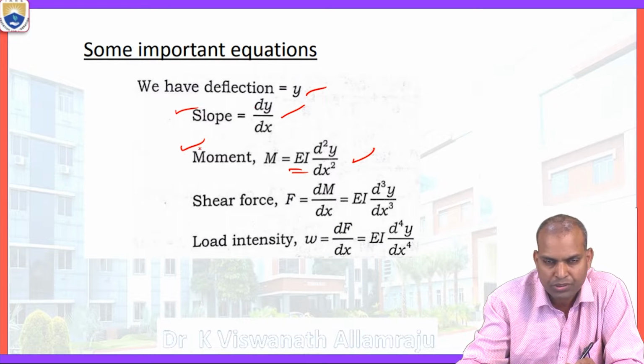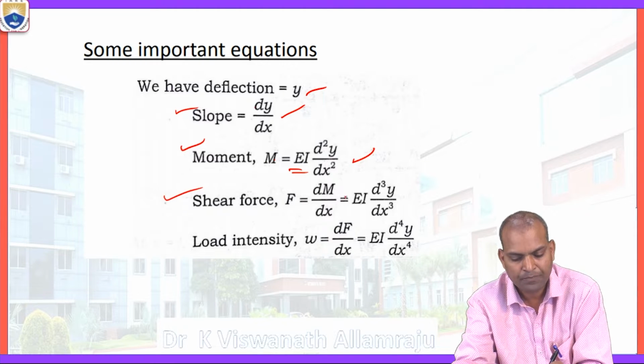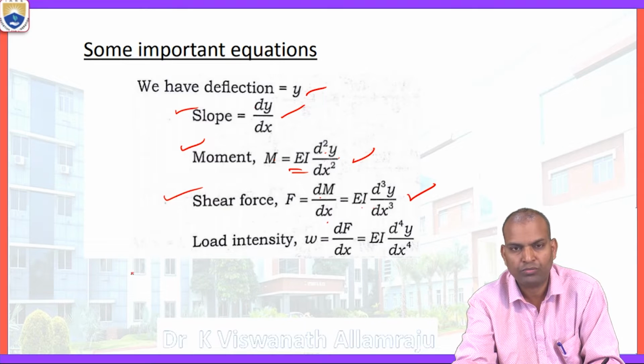Now the shear force comes. Shear force will be again dM by dx. Differentiating the moment with respect to x gives the shear force, that is dM by dx, which equals EI times d cube y by dx cube.